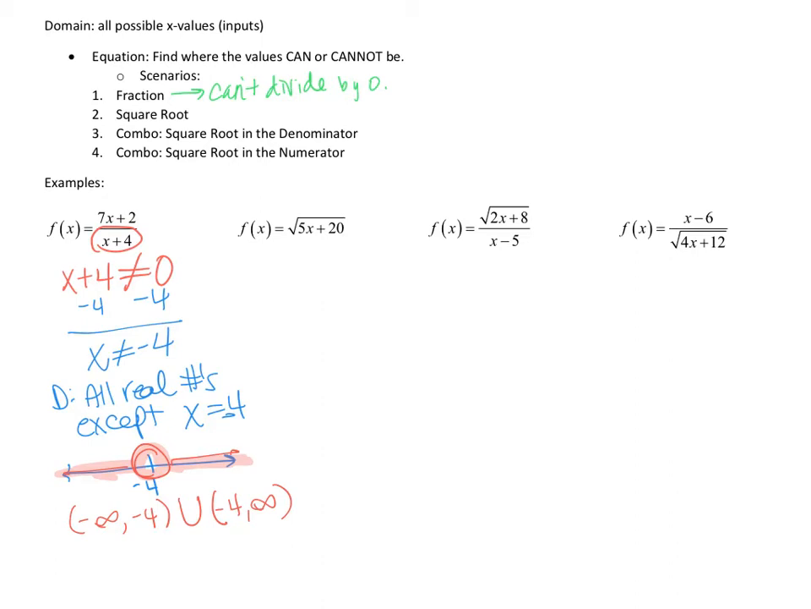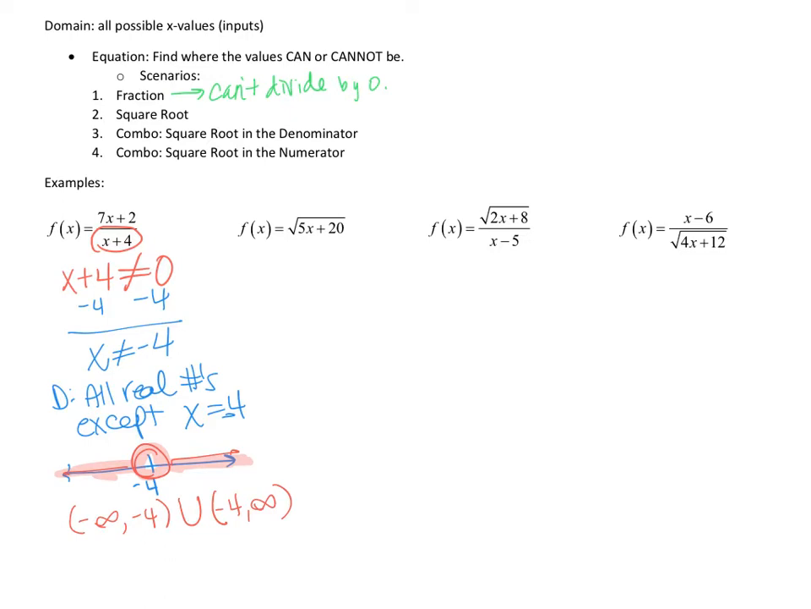So for a fraction, since I cannot divide by 0, what I'm going to do is set the denominator not equal to 0 and solve. The next scenario that we have is a square root. So let's think about a square root.